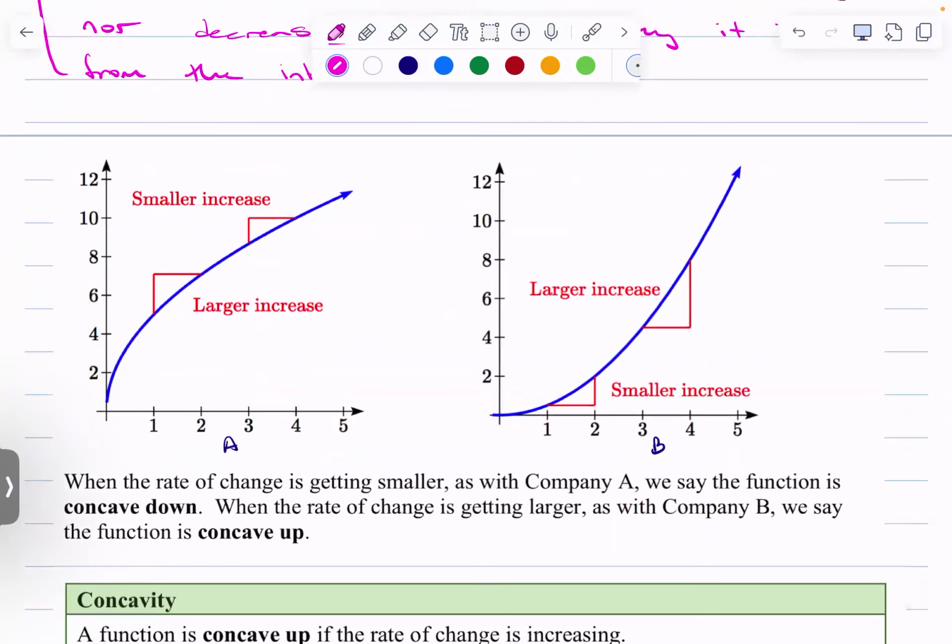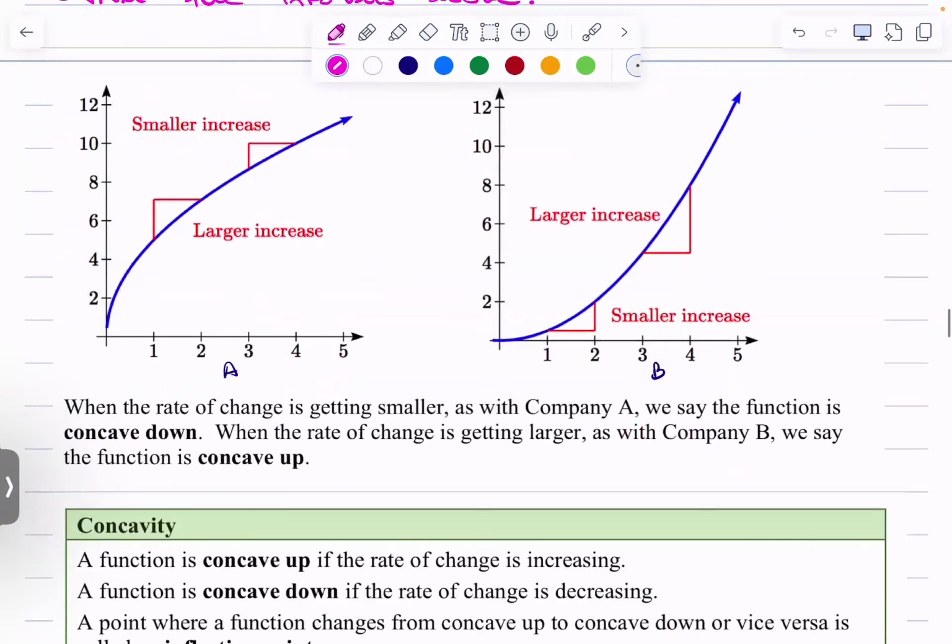A little more function terminology. If we had something that looks like this, right, where we go from a larger increase to a smaller increase, then notice how it looks like this. We call it concave down. Concave down. Whereas if it's facing up like this, we call it concave up.